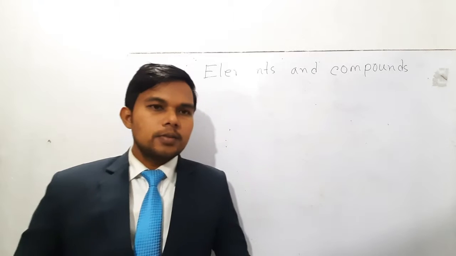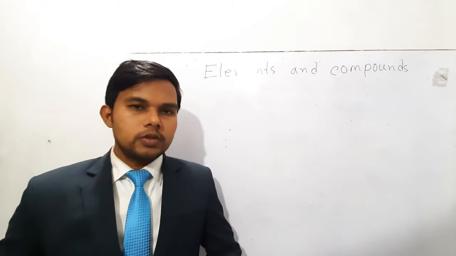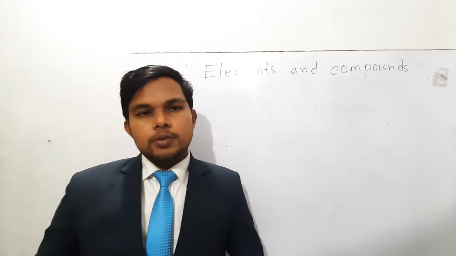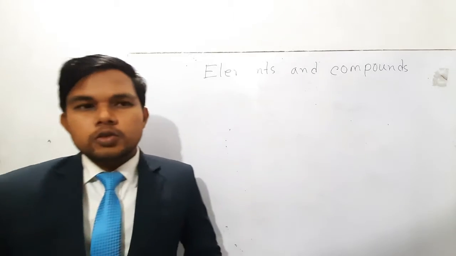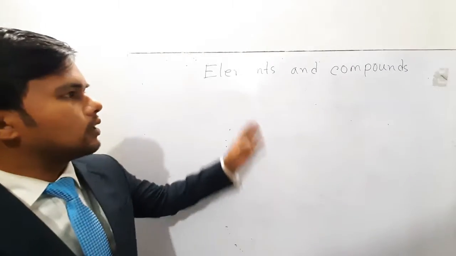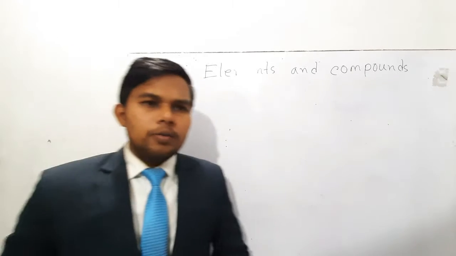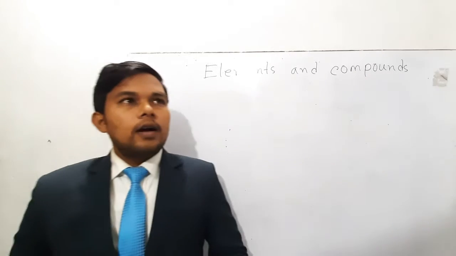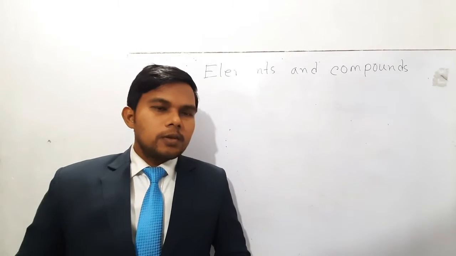Today we will discuss symbol, formula, elements, compounds, atomic number, atomic mass, these types of definitions which belong to chapter 3 in your chemistry book. So first of all, today we will discuss the elements and compounds. All of you must have seen iron, gold, silver, etc.